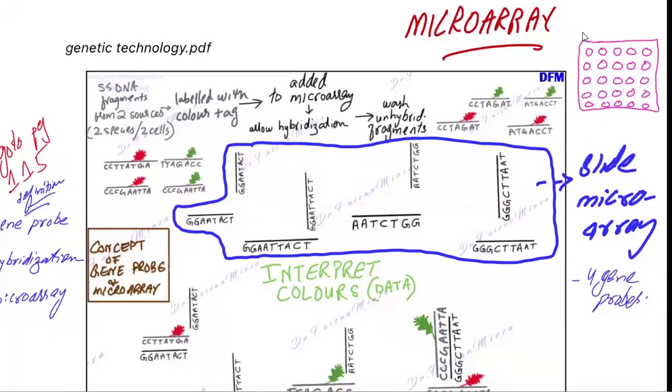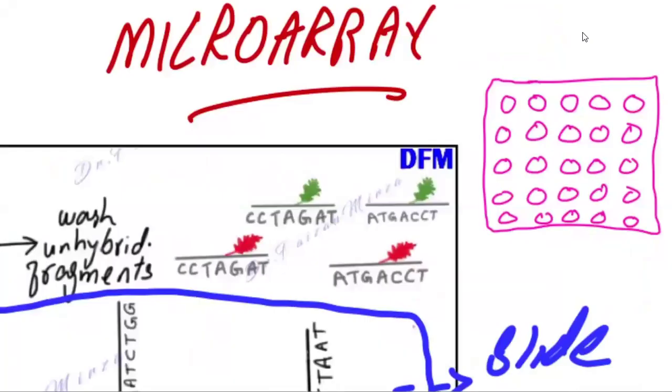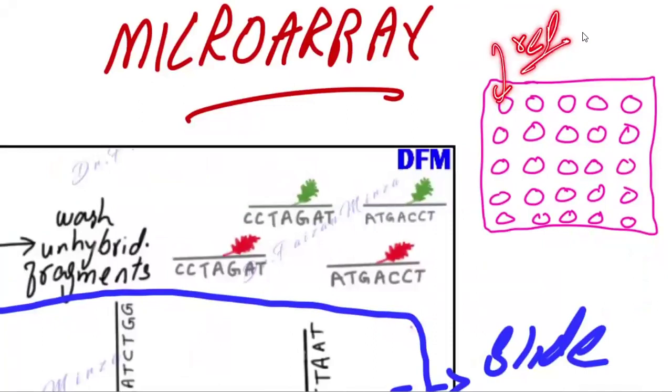We can label the source of DNA with two different color tags. For example, red and green. We can tag one as red, taken from one source. We can take the other source and tag it with green. And then we can pour these single-stranded fragments onto the gene probes. Once you add the sample, for example, I'm adding the red sample first.